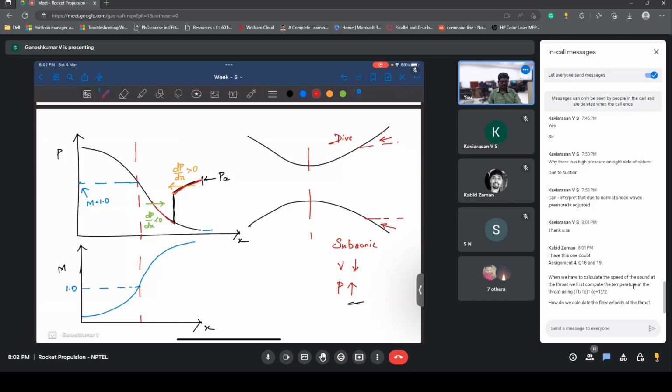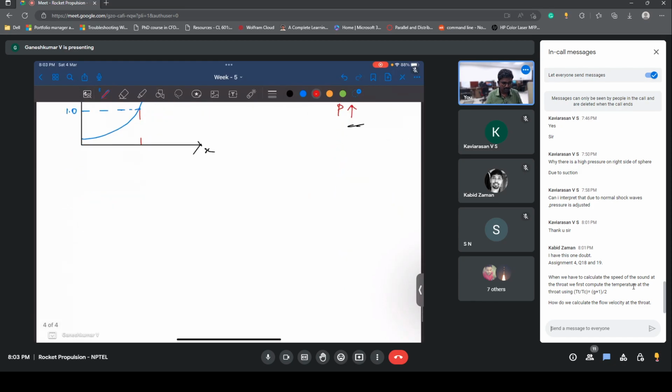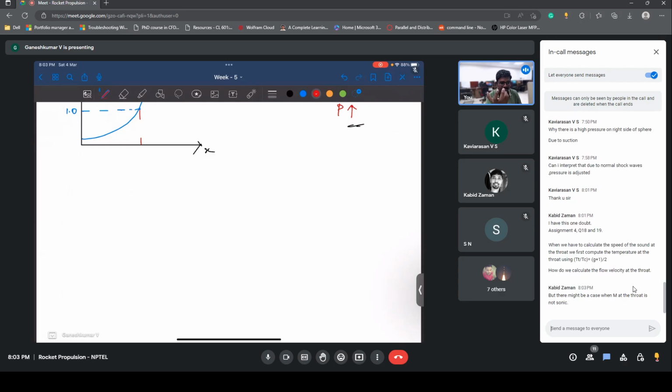Does that make sense? Or did I go faster? So at the throat, Mach number is equal to 1. But there might be a case when M at the throat is not sonic. But it has been given, right? It's an ideal expansion process, isentropic with no change. The expansion process is isentropic, right? And it has also been given that it expanded to the ambient pressure of 0.1 megapascal, right?